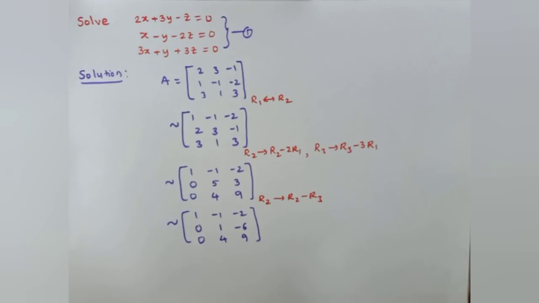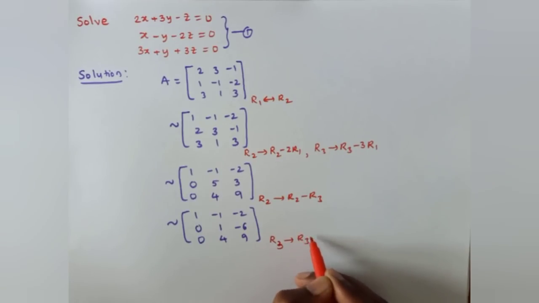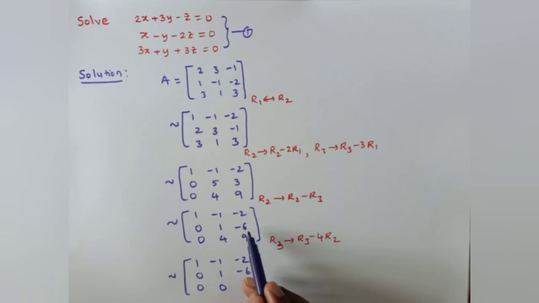Since we have 1 here, making this 0 becomes easy. Now this element becomes 0 when we apply the operation R3 minus 4 times R2. So this is 1 minus 1 minus 2, then 0 1 minus 6, then 0 0 since 4 minus 4 is 0, and then 9 minus 6 into minus 4, so 24. 9 plus 24 is 33.